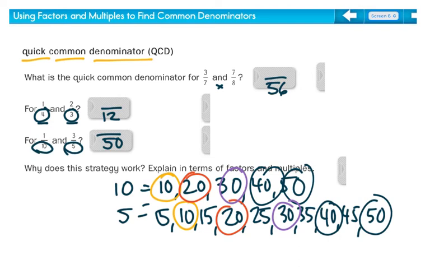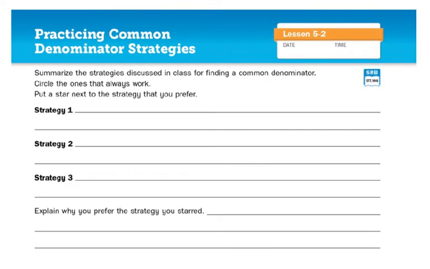Is it the best way always? It may not be. We're going to look at 3 different strategies for finding common denominators. Please move into your math journal to page 156. At the top, it says Practicing Common Denominator Strategies. Summarize the strategies discussed in class for finding a common denominator. Circle the ones that always work. Put a star next to the strategy you prefer.